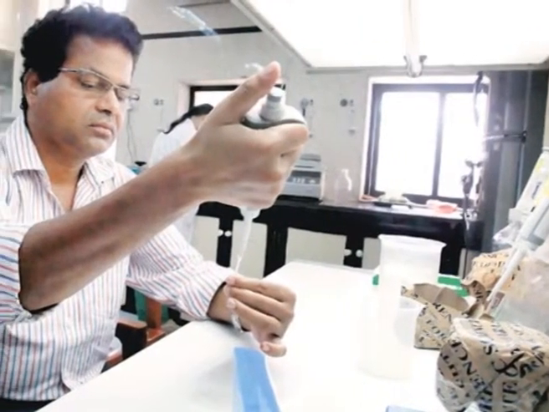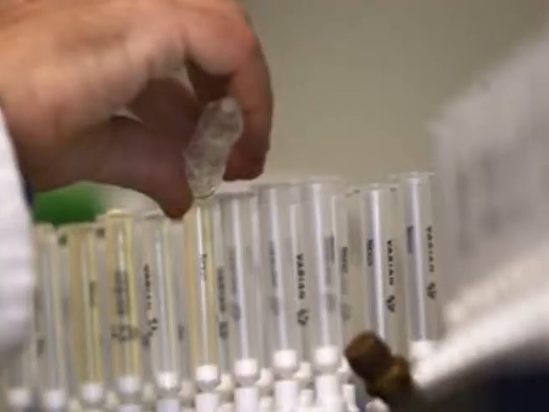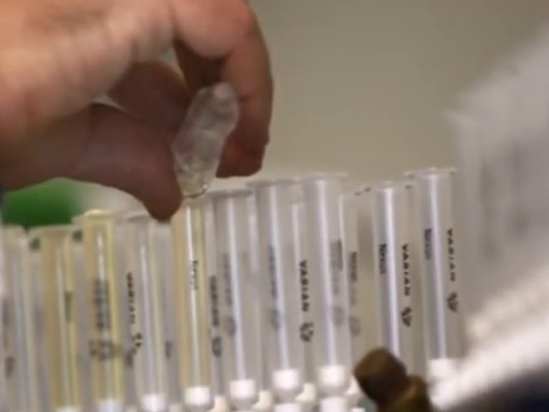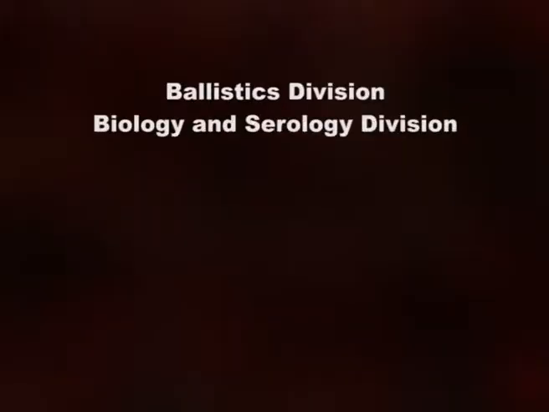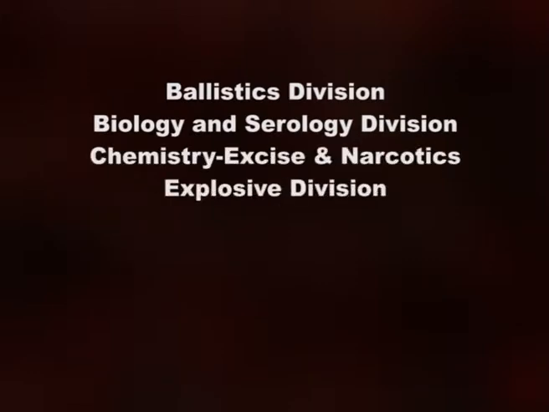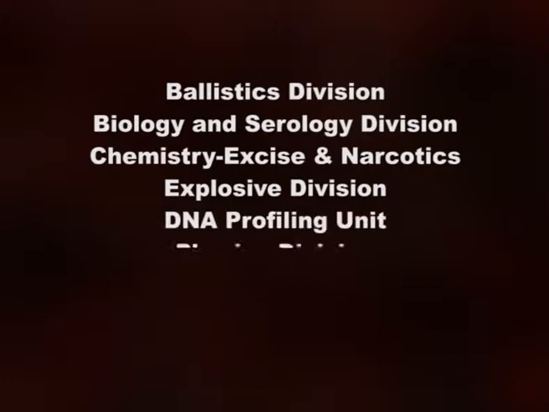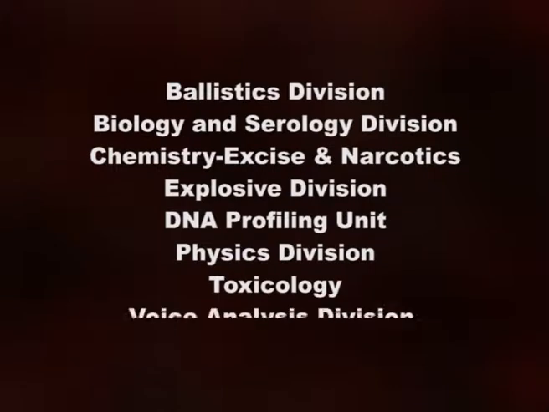The state FSL can have the following divisions, which are rendering forensic support services to the various investigating agencies in scientific analysis of exhibits and collection or detection of relevant physical clues from scene of crime. Ballistic division, biology and serology division, chemistry and explosive and narcotics division, DNA profiling unit, physics division, toxicology and voice analysis division. Having finished this lecture, we will move to another module, that is limitations of a state forensic science laboratory.